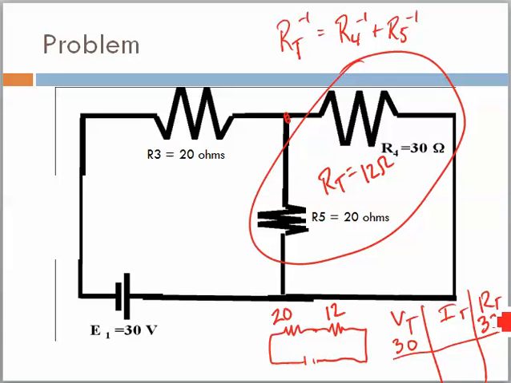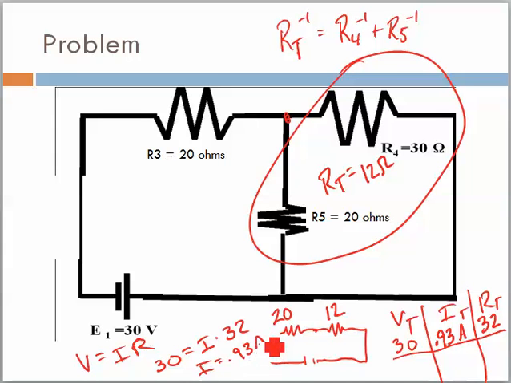We now know the total resistance, so we can find our total current. What we have here is 0.93 amps. And how did I do that? I used our equation V equals I times R. I said 30 volts equals I times 32. And then of course I turned out to be 0.93 amps.